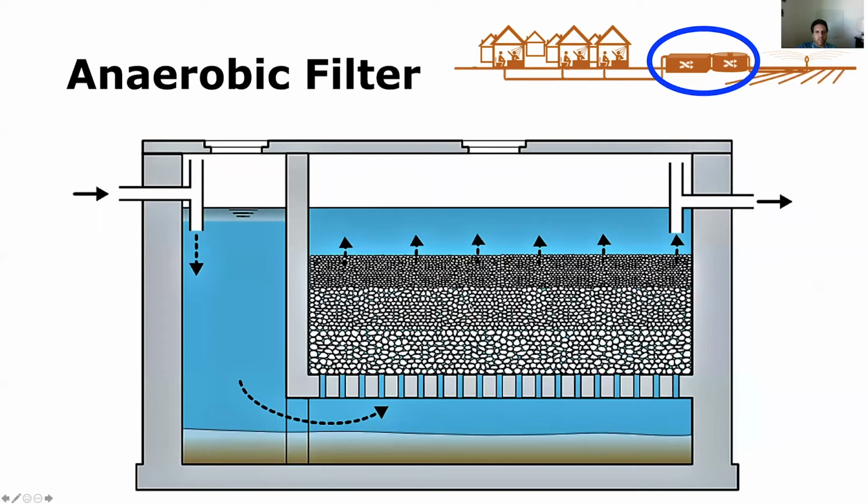The anaerobic filter uses a similar concept, attached growth. However, in this case, the media are added to the reactor, and you just pass the wastewater up through the media and out the effluent. So while it's passing through this layer of media, the microorganisms that are attached to the rocks or to the media are able to break down the organic matter from the wastewater into methane and CO2.